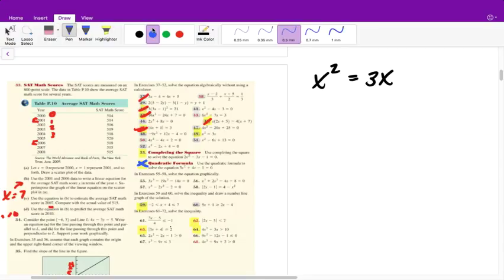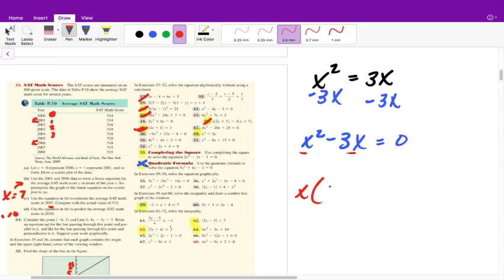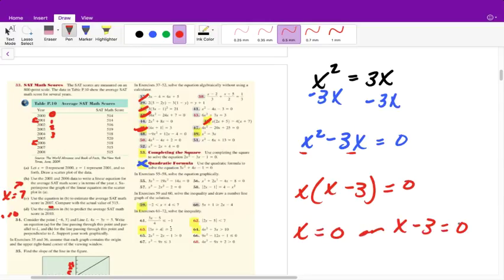So for this one, what you need to do is you need to set it equal to 0. So x squared minus 3x is equal to 0. And then we're going to factor. Each of these has an x in them, so I can factor out an x. So I'm left with x times x minus 3 is equal to 0. So that means x is equal to 0, or x minus 3 is equal to 0. So x is equal to 3. So just like when we divided it out, we still get that answer.